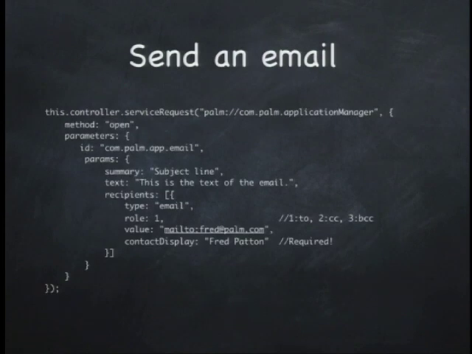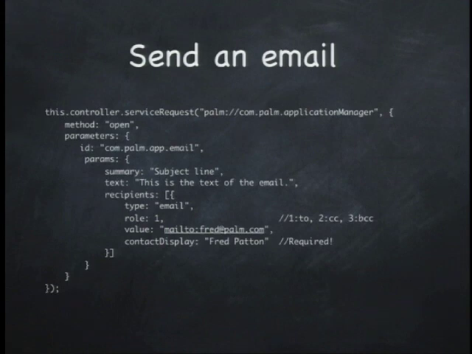Say you want to send an email. Here's an example of sending an email. Our service request is going to the application manager this time. We're not calling system sounds like we were last time. Now we're calling the application manager, and we're asking it to open up. And when we send parameters, we want to open the application called email. And this is the syntax for doing that. We send the method of open.